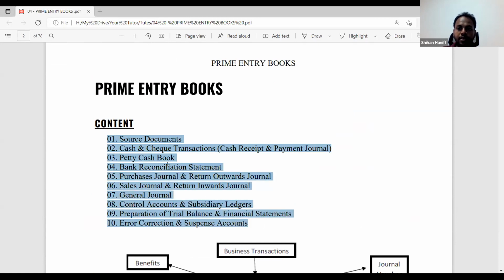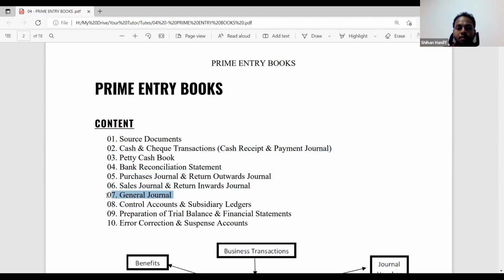So we initially start the accounting process with collecting the source documents. Once you collect the source documents, we identify the transactions. Once we identify the transactions, we have to record those transactions in several initial books. Those are cash receipts and payments, purchases and sales, purchases return, sales return, and general journal. Then once we record them in the prime entry books, we post them in the ledger accounts.